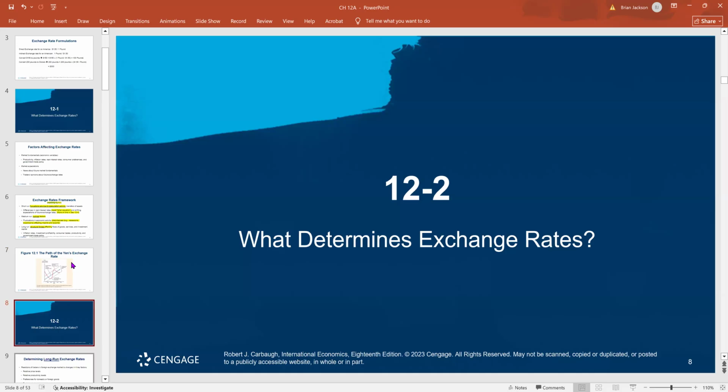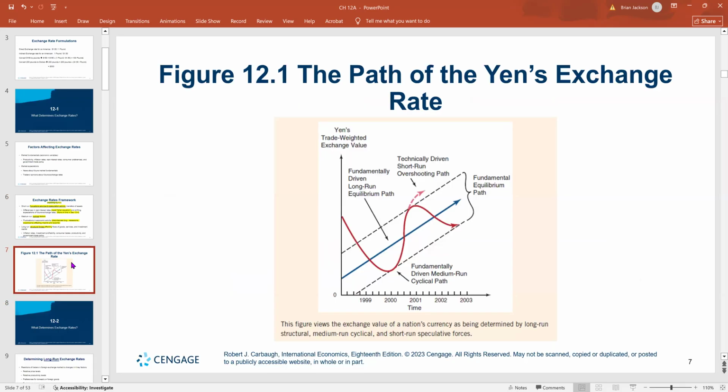So if we were to actually graph, going back here, the yen exchange rate, the yen's value in terms of dollars, so this would be dollars per yen, if we were to graph that over time, day to day, it might be jumping all over the place, but it would be primarily constructed from these three different types of forces we talk about here.